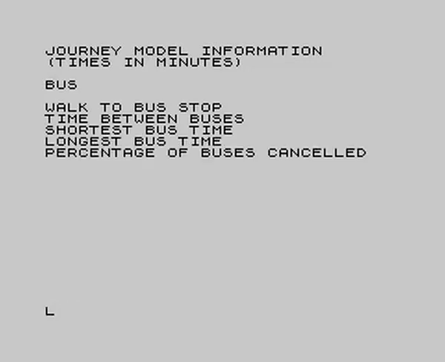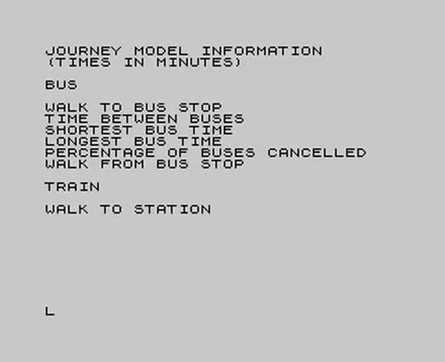Here is information about Ethel's journey. The walk to the bus. If she gets the bus, she has a 3-minute walk to the bus stop. Buses come every 7 minutes. The bus normally takes 30 minutes, but because of traffic, can take up to 50 minutes. A bus is cancelled 1 day in 10. When she gets there, there's a 10-minute walk from the bus stop to her office.